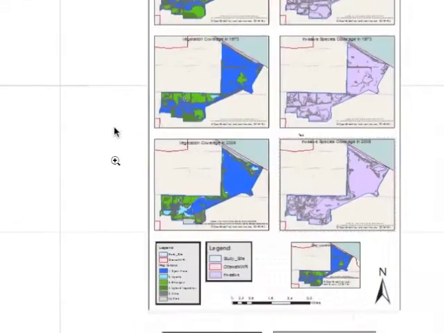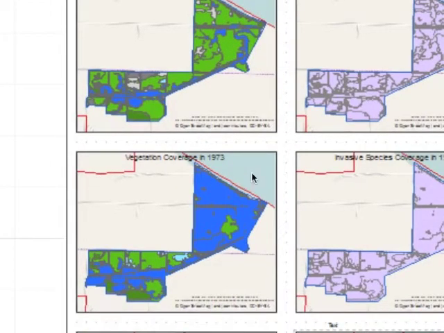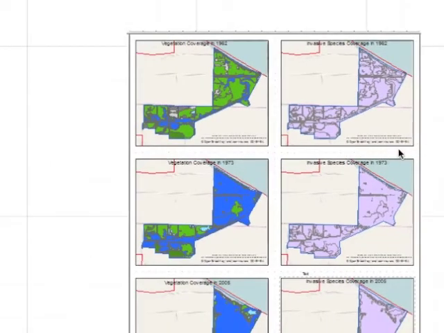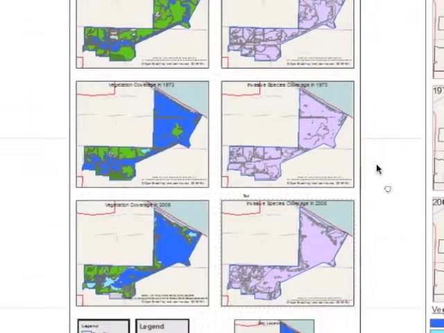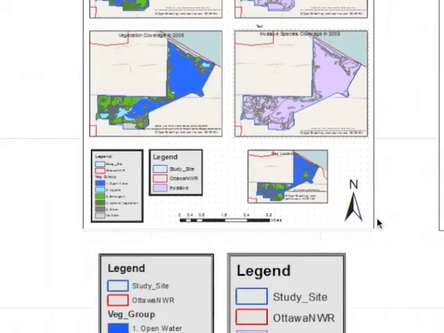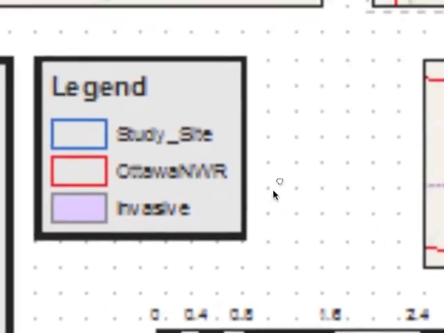So let's start with this one. The first thing I notice about this, and I apologize, the image quality is not the greatest, but I think you can get the main point, and that is the first data set isn't symbolized properly, so you can't actually even see the invasive species. This is an error that I see all the time.